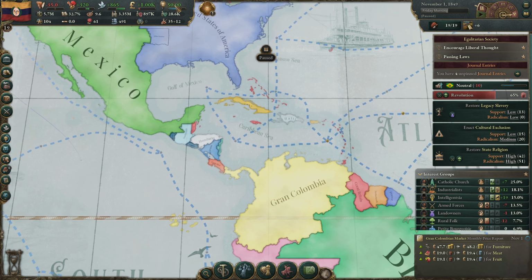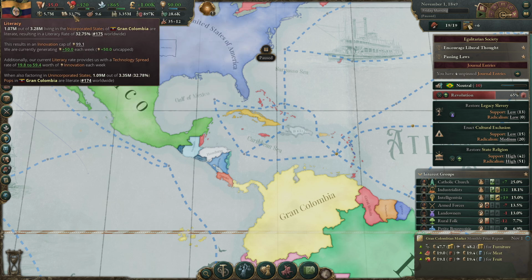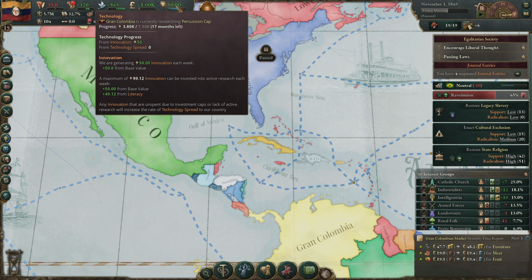So first of all, how technology works. We now have a base innovation of 50, and thanks to our literacy, we can have a maximum of 99 innovation that we can invest in our research slot, the technology that we pick. We need universities to reach this cap. If you go over this cap, it will go to the technology spread. That is what this means. So we now have 50, but we could have 99, thanks to our literacy of 32%. So if you're gonna build universities, we will do the research quicker. And that is just how this works.